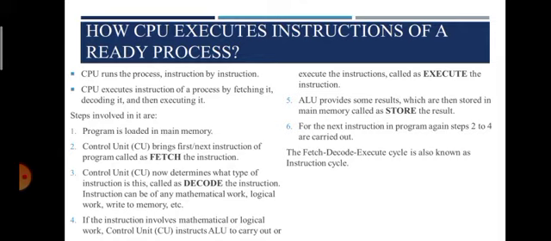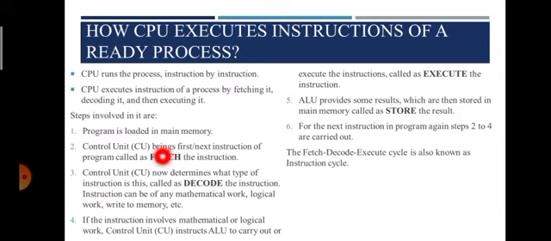Now CPU executes instructions of a process by fetching it, decoding it and then executing it. That means CPU will execute the instruction of a process by fetching, decoding and then executing. So how will the CPU execute the instruction? First it will execute instruction by instruction, and after that by fetching it, decoding it and then executing it. So within these 2 points our execution of a process in a CPU is done.